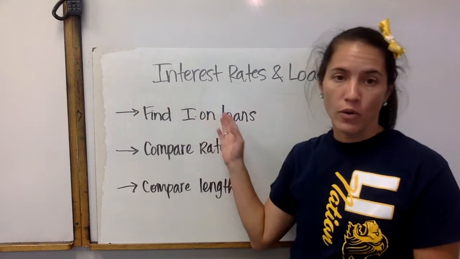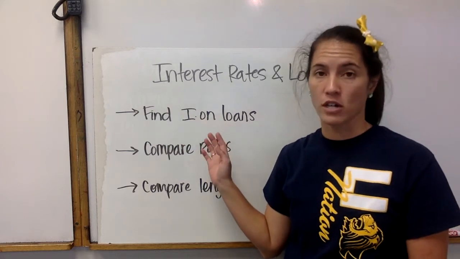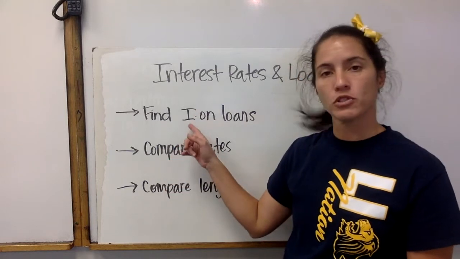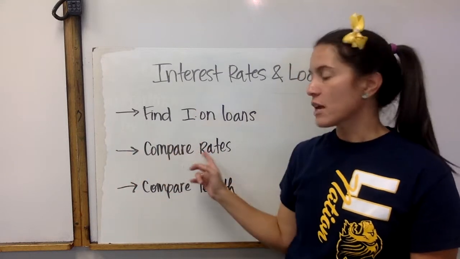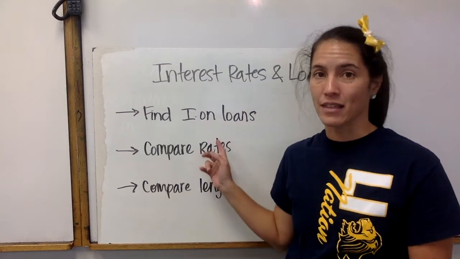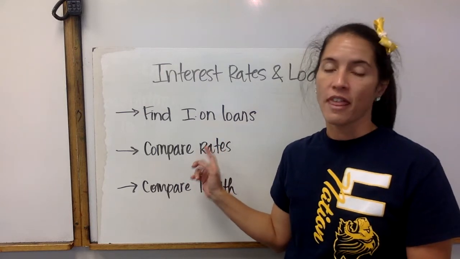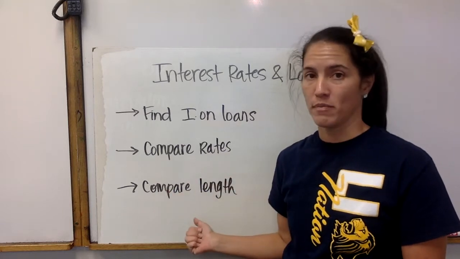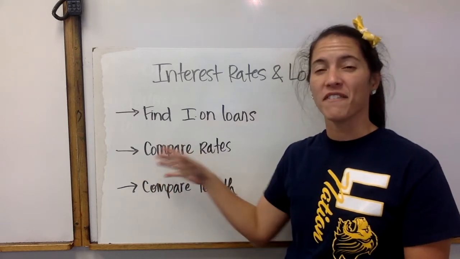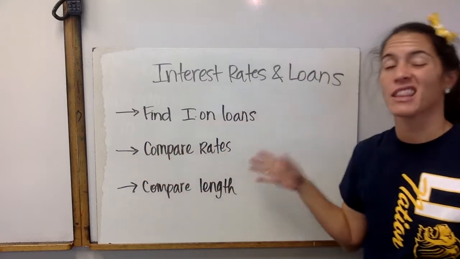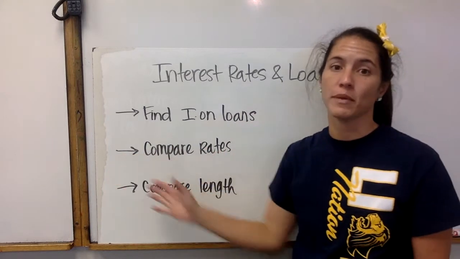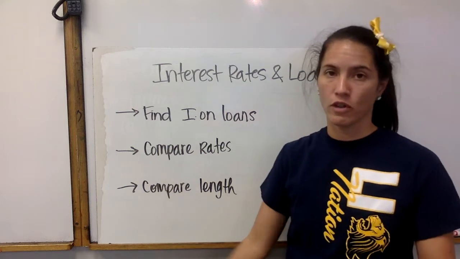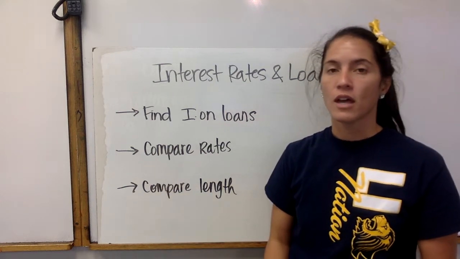First, you already know how to find interest. We've talked about finding interest on things. It's going to be a percentage rate. We've talked about simple interest and compound interest. Today we're going to compare rates and we're going to compare length. So the rates that you are having to pay back a loan, and the length that you're going to pay back your loan, and what effect it has. So we're comparing the effect rates have on your loan, and the effect of length of payments on your loan.